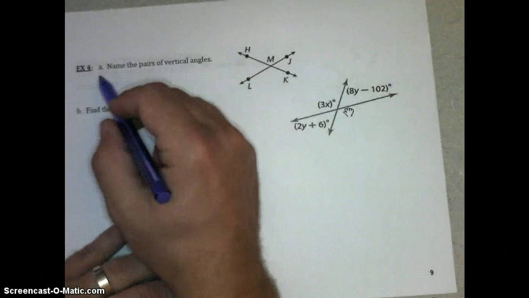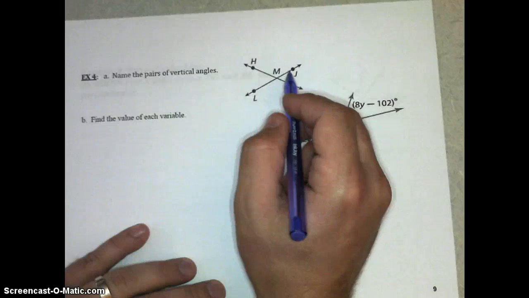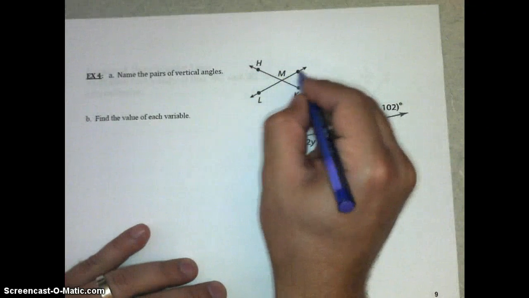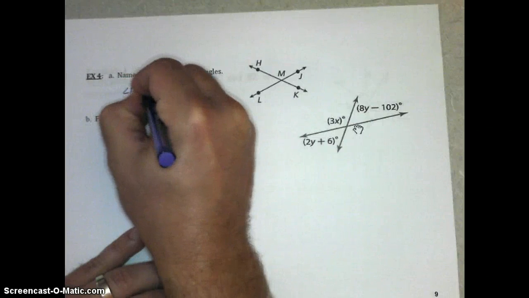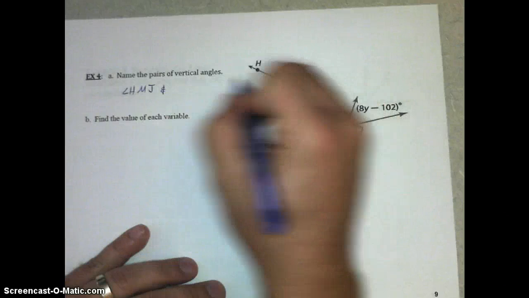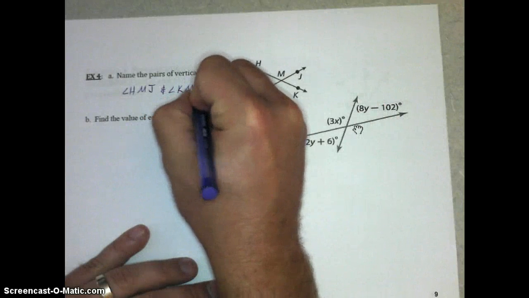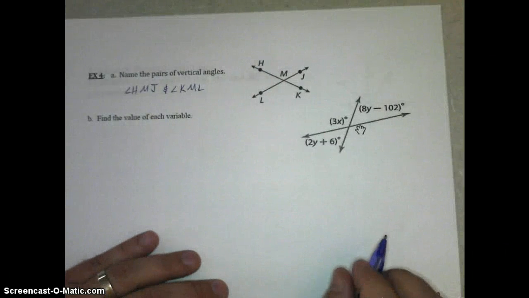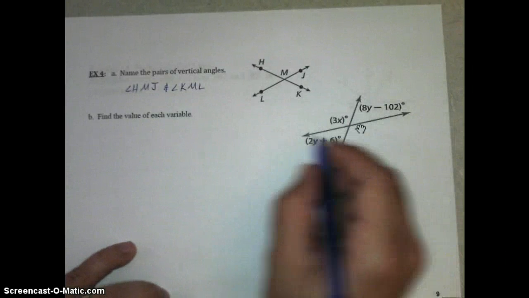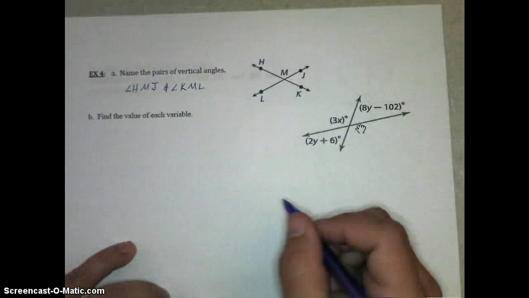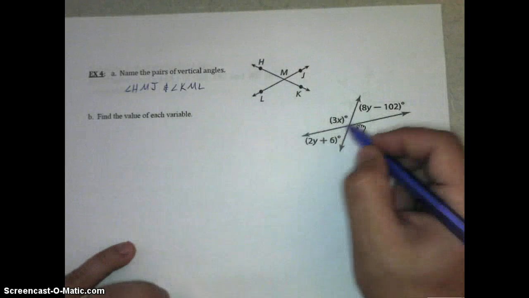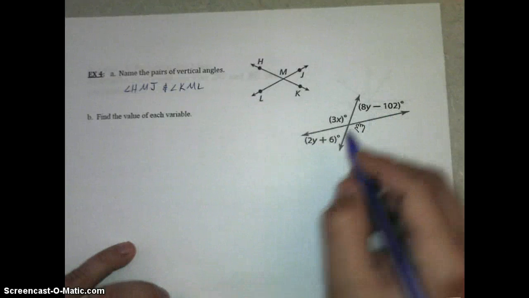So let's try example 4a. I want you to name a pair of vertical angles. Well, if we look in this diagram, angle HMJ and angle KML are vertical angles. It's not the only pair we could come up with, but it's a pair. And now I want us to use the same concept here to find the value of the variable. Remember, vertical angles are congruent. And so here's what we can do. We can find the value of each of these variables by doing a couple things.